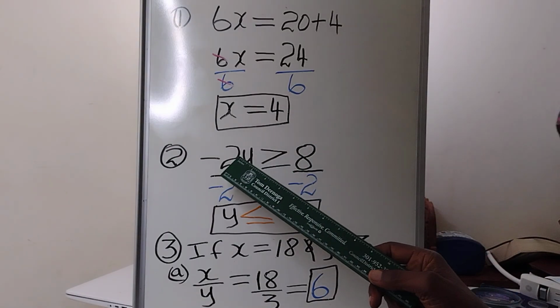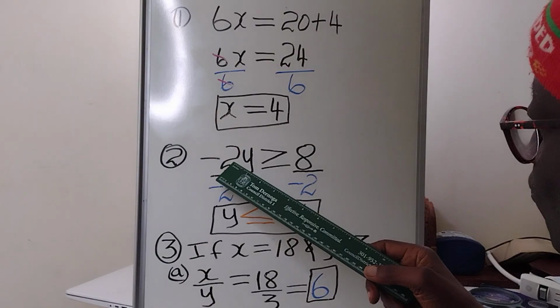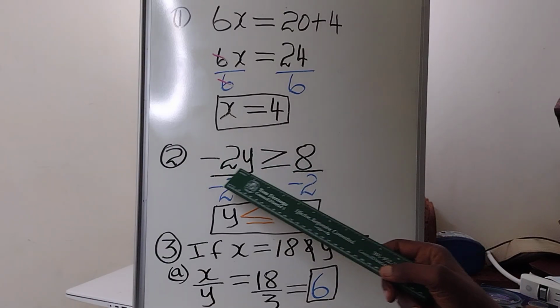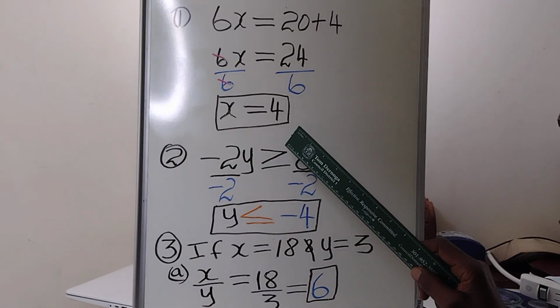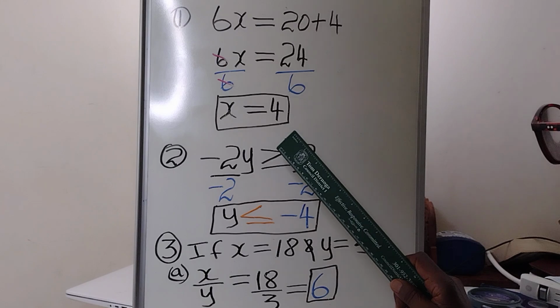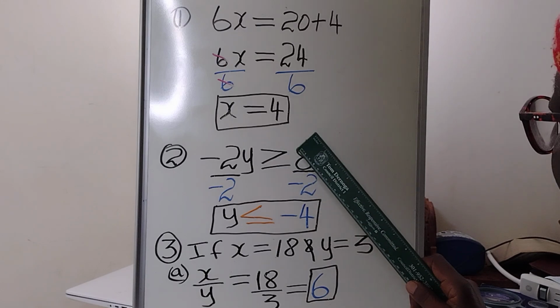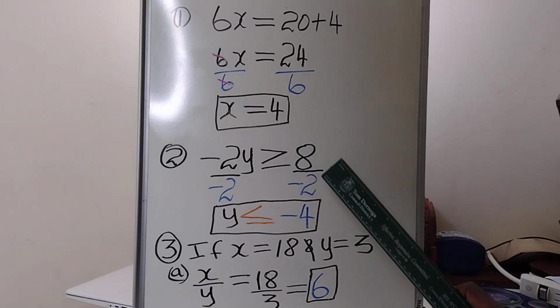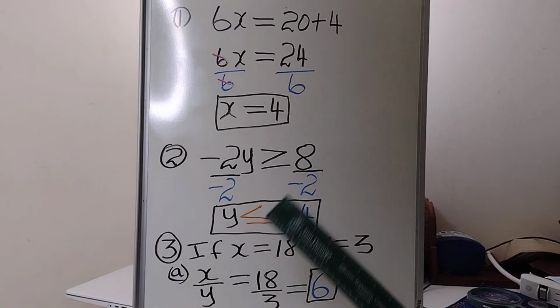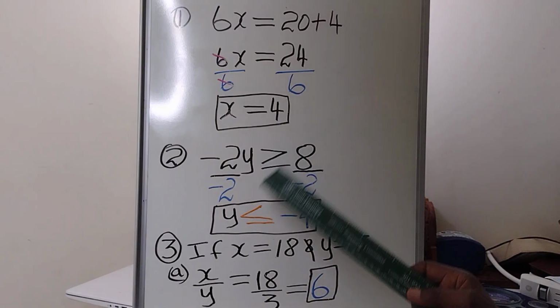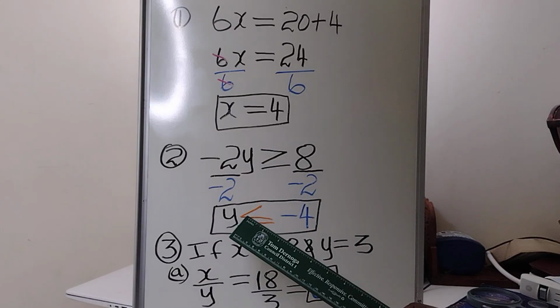So next, now these are inequality problems. How do you know this is an inequality? Because they have those greater or equal to, or less or equal to signs. If you see those kinds of signs, then you have to know these problems contain inequalities.